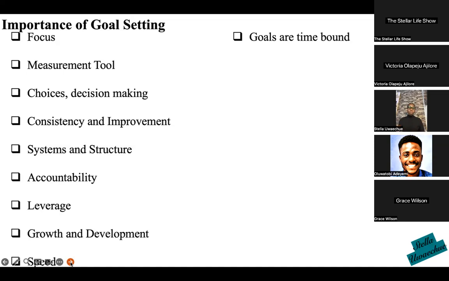So for some of us, there are some goals that we have set and we didn't really put any dates to it. That's just a wish. It's just a dream. It's as it is.